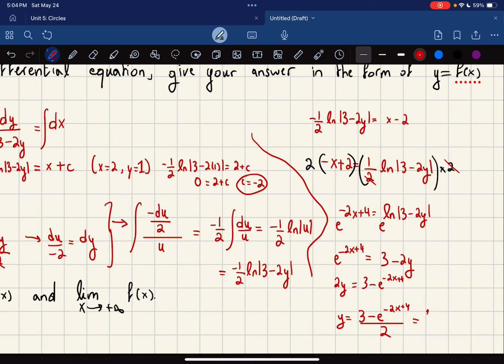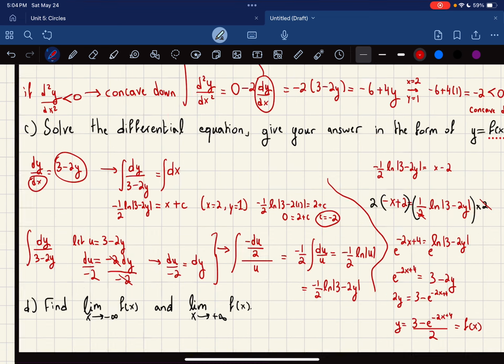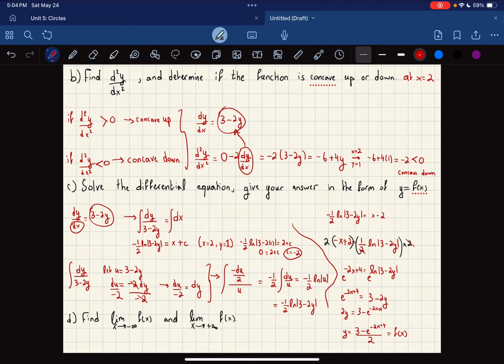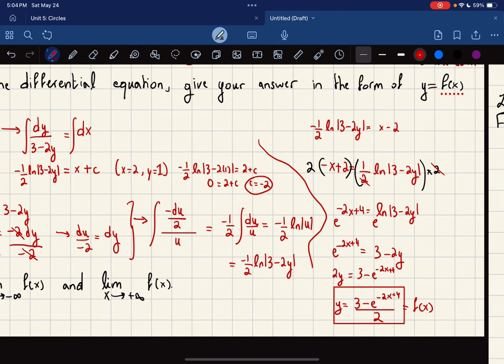And this is your y equals half of x. Now the final question, they said find the limit as x tends to negative infinity of f of x and the limit as x tends to positive infinity of f of x. So of course you're going to use the equation that you acquired over here in part C, right? So this is the equation that we're going to use.